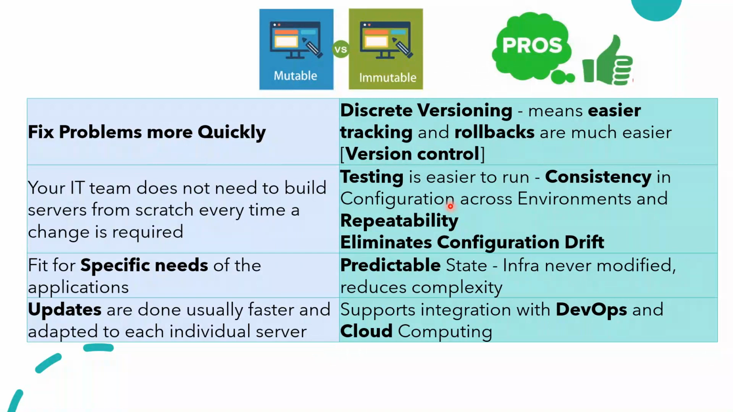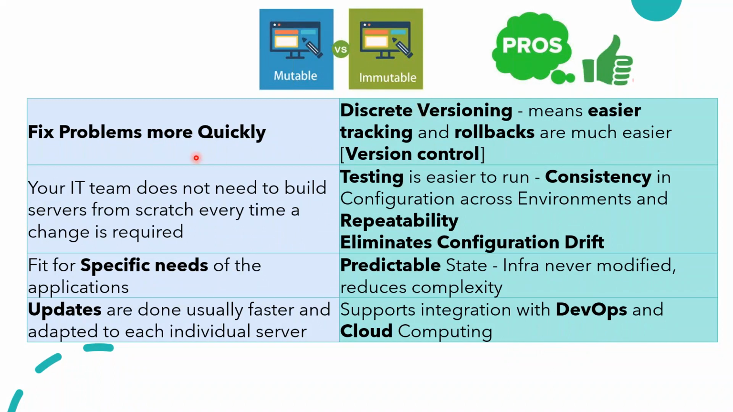You can repeat the deployment. Every system will have the same consistency. It is easy to test, and you will not have a configuration drift between each and every system like you have in mutable. Because in mutable, we create them from scratch. We configure them one by one. So there is a lot of configuration drift possibility. But here in immutable, the infrastructure is deployed using a template, so configuration drift is not a possibility. And you have a very predictable state for your infrastructure because all the systems are deployed using the same template image, and you have very good integration with DevOps and cloud computing when it comes to immutable.